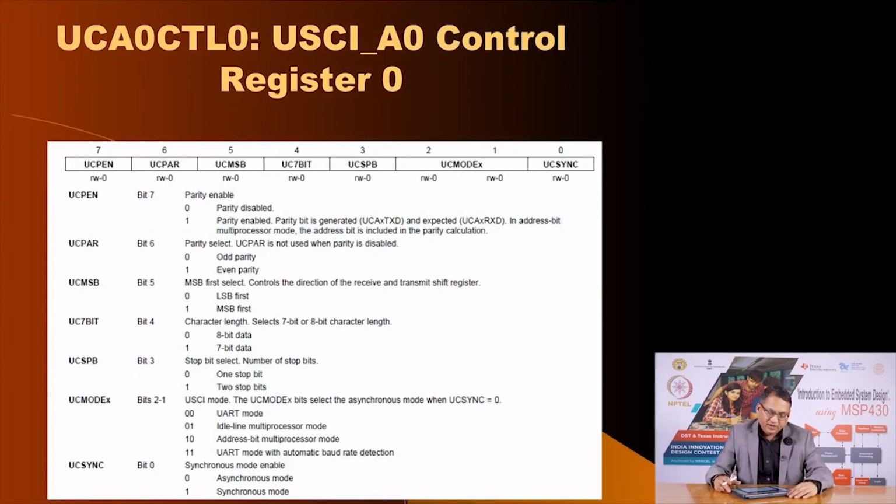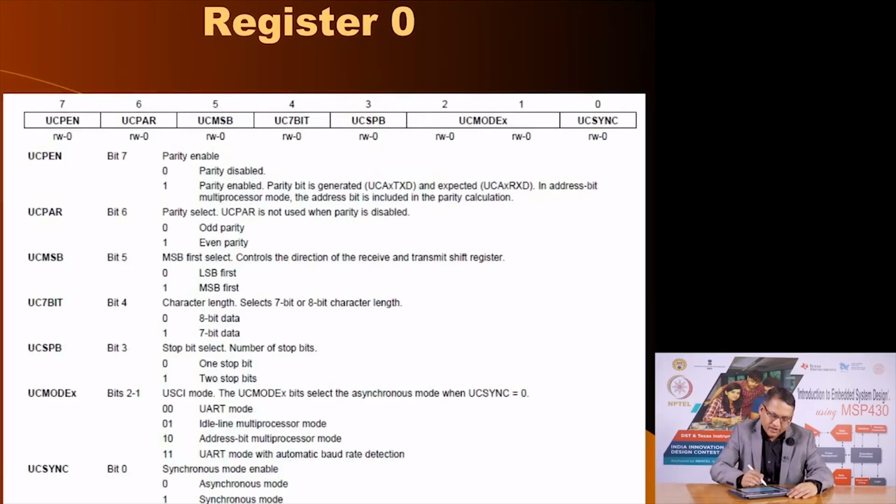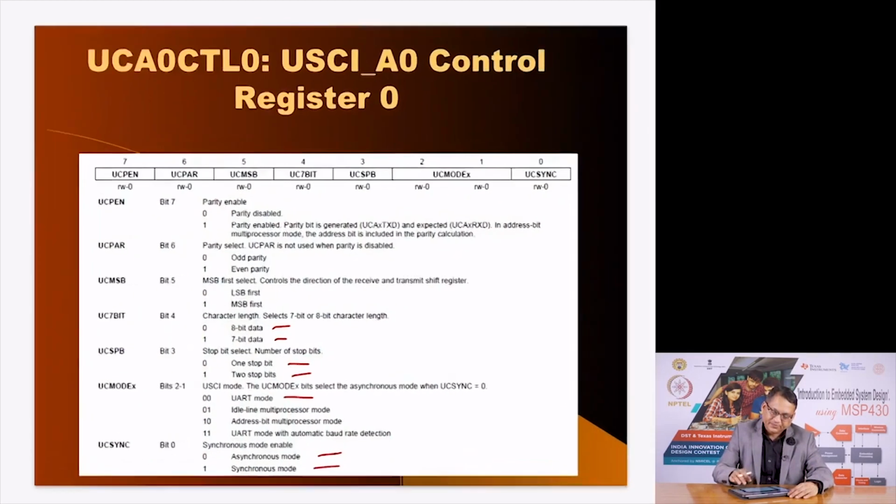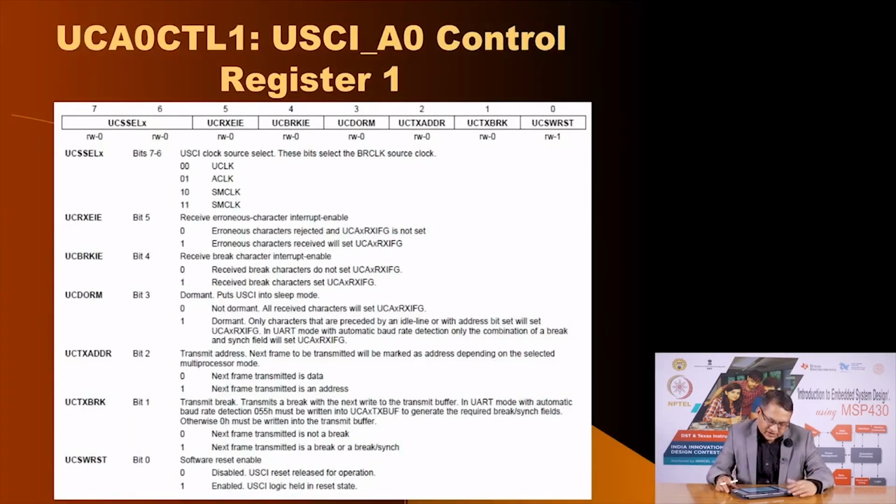I strongly recommend that you go through these slides to understand the operation of the control register. For example, here you are selecting whether you want the parity to be enabled, whether you want the MSB first or the LSB first, what is the size of the data transmission, 7 bits or 8 bits, whether you want 1 stop bit or 2 stop bits, whether you want to operate in the UART mode and so on, and whether you are doing synchronous or asynchronous mode of communication. Then the control 1 register allows you to select what sort of clock source you would like to have and so on.